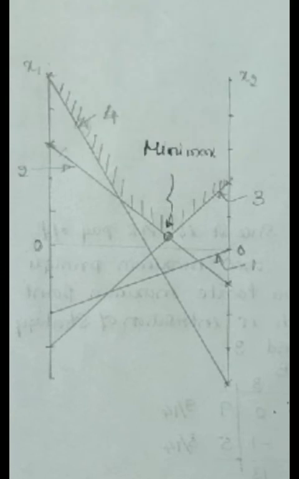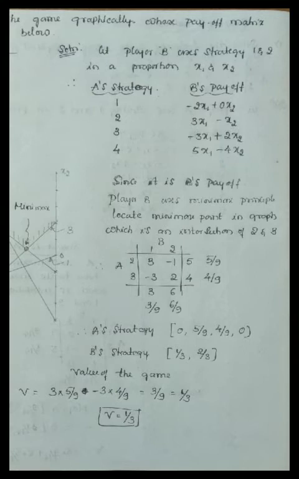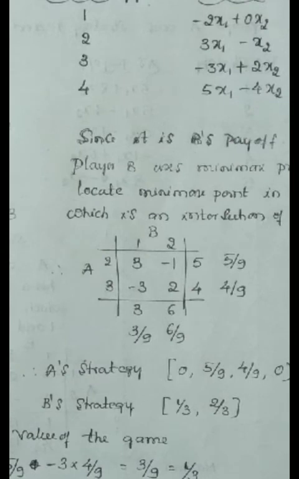Here, minimax point is an intersection of line 3 and 2. Means best strategy for player A is second and third. That's what you should write. Minimax point is an intersection of 2 and 3. Now, let us write the resulting payoff matrix.